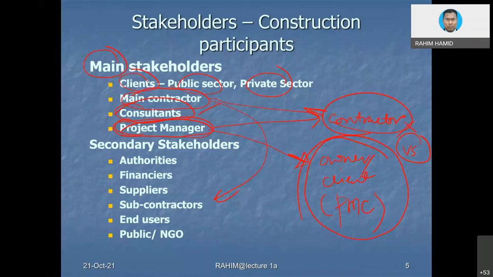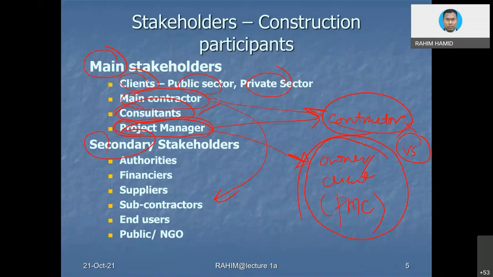They are not the same, but in terms of profession, they are being called project manager. Okay. Then secondary stakeholders: authorities, financiers, people who basically give loans, and who basically need a loan or need money in the project setting up. That would be the question.